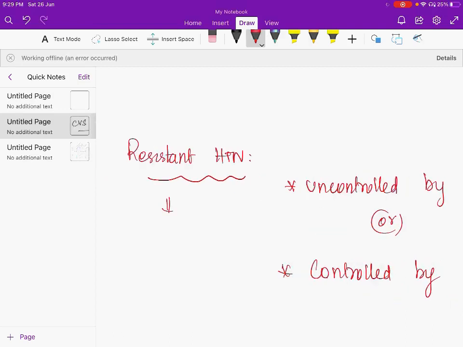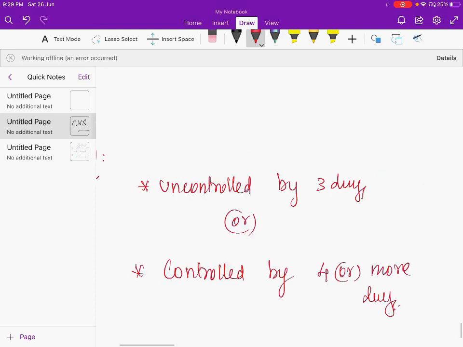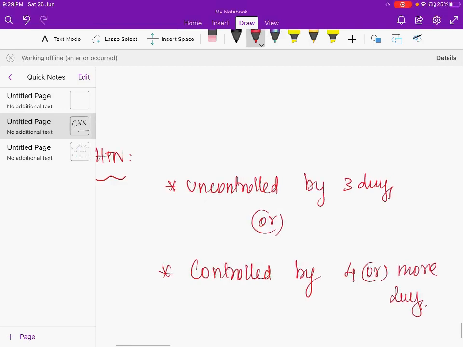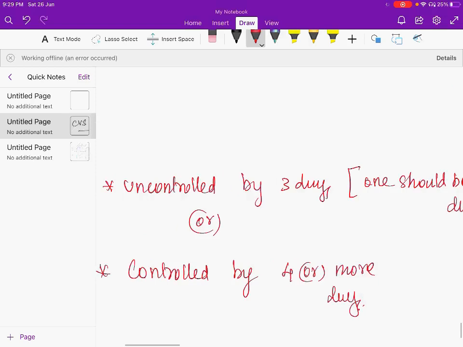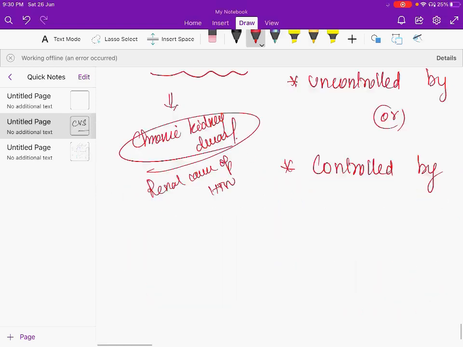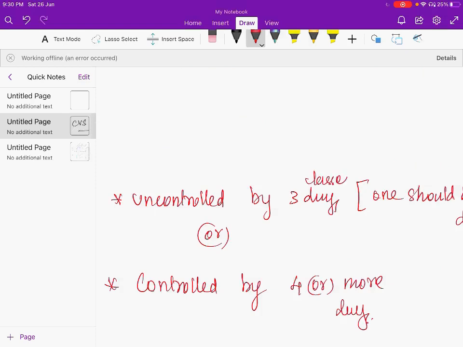This is the definition which is given in Brown 11th edition. So resistant hypertension is nothing but the BP is uncontrolled by 3 drugs or controlled by 4 or more drugs only. Of these 3 drugs, one should be a diuretic. Okay. So this is the definition of resistant hypertension. Commonly resistant hypertension is seen in chronic kidney disease or your renal causes of hypertension. So it is most commonly seen in CKD patients. Yes, 3 classes of drugs, or 4 or more classes of drugs.